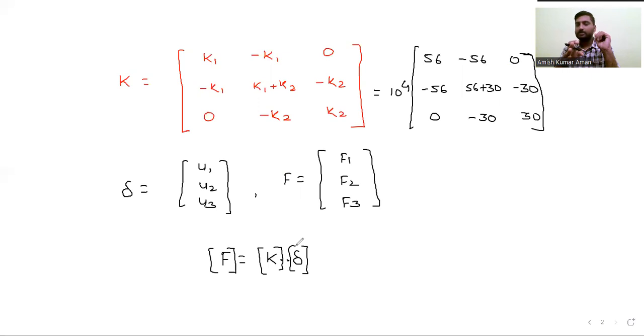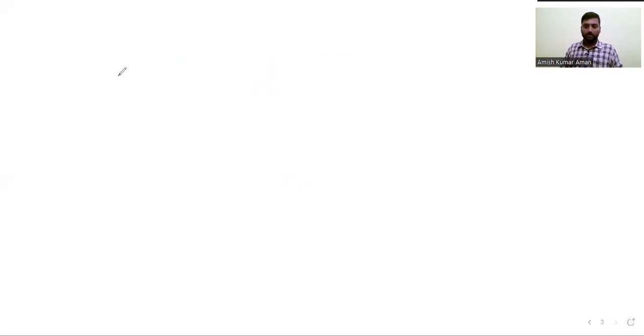The K matrix is 56, minus 56, 0; minus 56, 56 plus 30, which is 86, minus 30; 0, minus 30 and 30. Obviously 10 to the power 4 is common outside. And the delta matrix is U1, U2 and U3. So we are going to put all these values together to get the required unknowns. We can write it in this form.